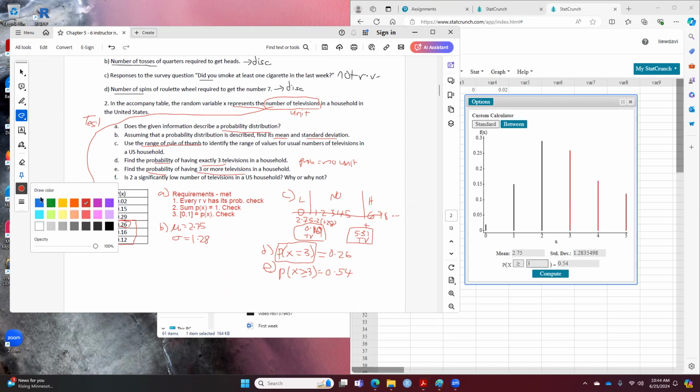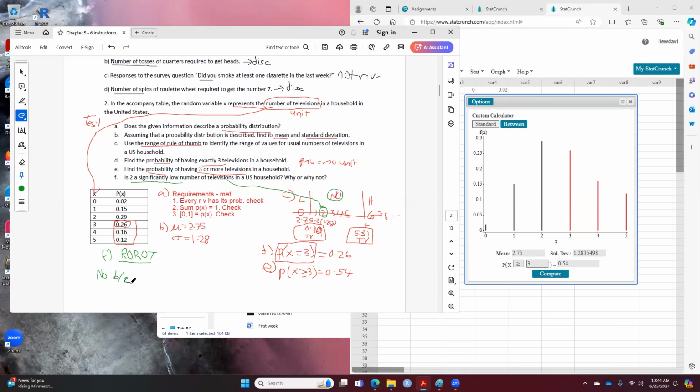And the last one we're going to do here is 2, a significantly low number. Okay. So in order for us to do significantly low, you can use the range rule of thumb. So if you want to use the range rule of thumb, the one that we just did in part C, where is 2 at? 2 is right over here. Since 2 is in the range, in this case the answer is no.